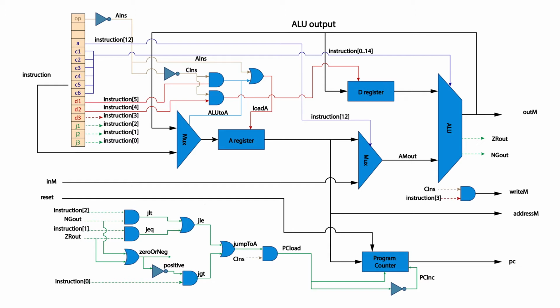The last input of the CPU is reset, a 1-bit input. If reset is equal to 1, the A register, D register, and the program counter are all reset. Otherwise, if reset is equal to 0, the CPU continues executing the current program.